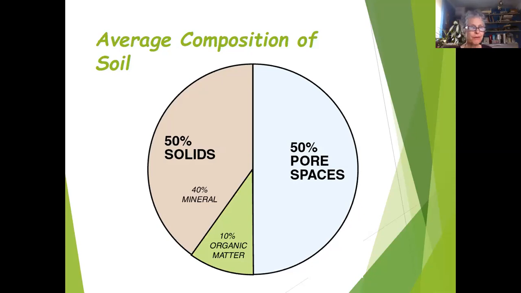So taking another closer look at the solid portion, we can see that 40% of the solids is made up of mineral material, so particles of broken down rock in the form of sand, silt, and clay. And the other 10% is decomposed organic matter, which is very important for the health of the soil.